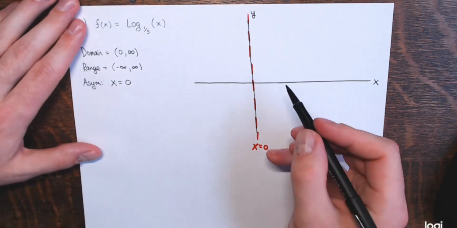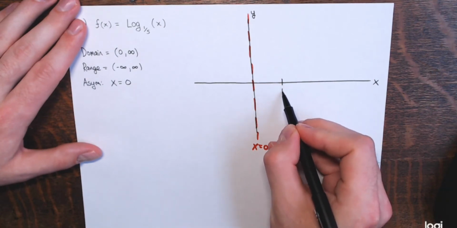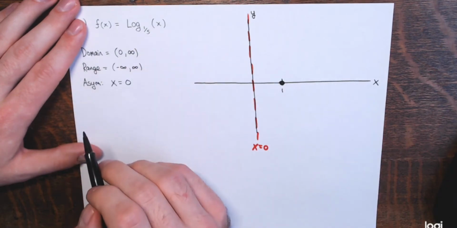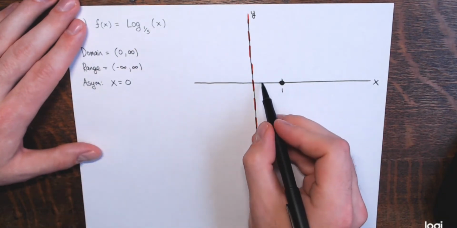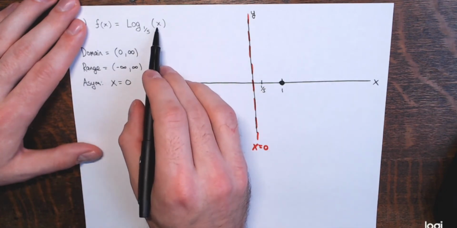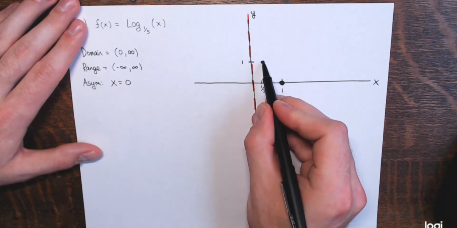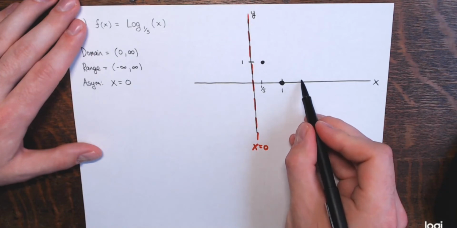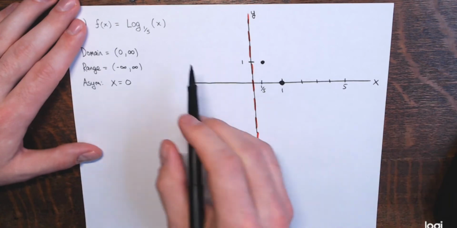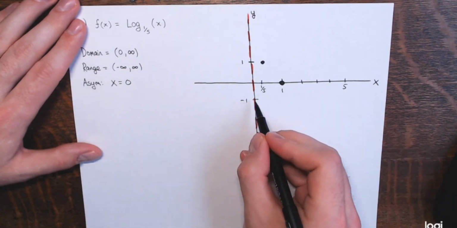Now again, (1, 0). Right? 1, 0 is on this graph. The log base anything of 1 will be 0. But then 1/5, say this is 1/5. The log base 1/5 of 1/5 would be 1, right? 1/5 to the first power is 1/5. And then plug in 5. 1/5 to the -1 is 5. So if I plug in 5, I get an output of -1.